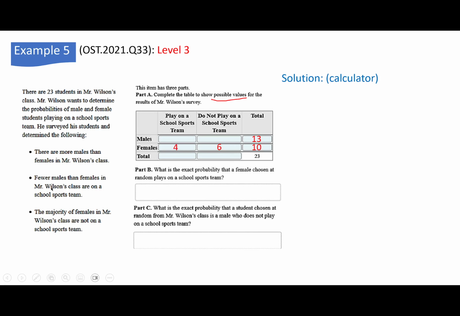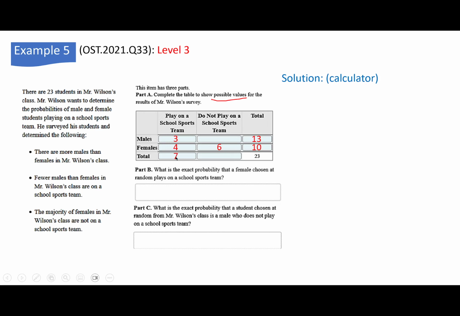Good. Now it says fewer male than female in Mr. Wilson's class are on the school sport team. Fewer males. This should be less than this, okay? So you can choose maybe 3. And now we can fill up all the table. Now we have all the needed information.